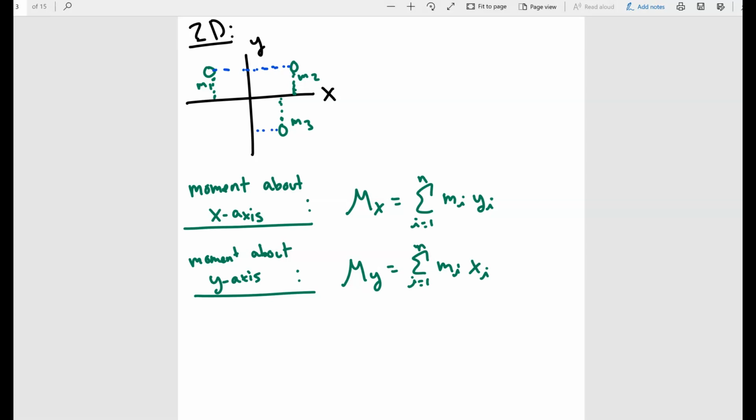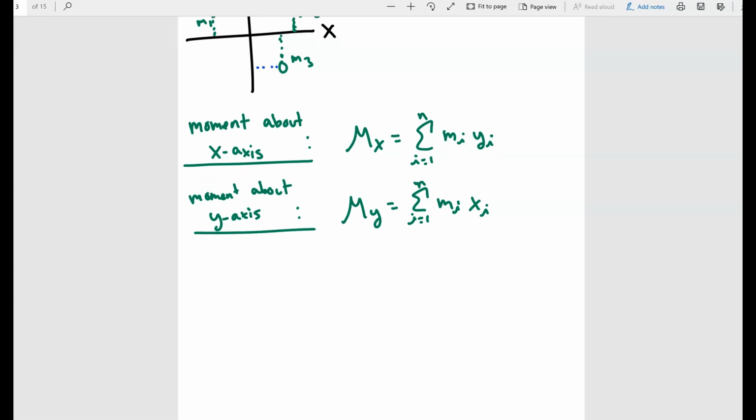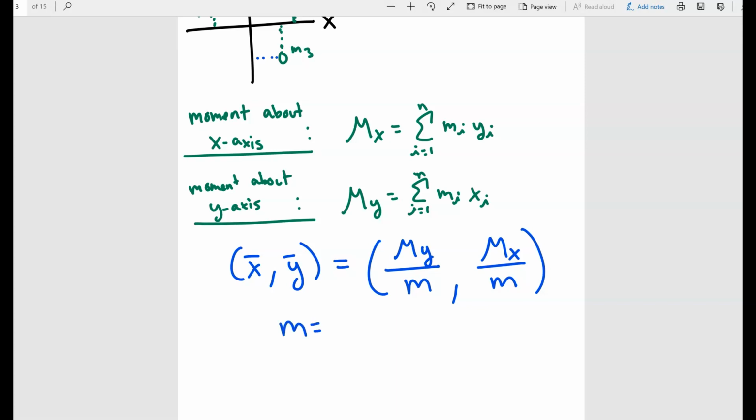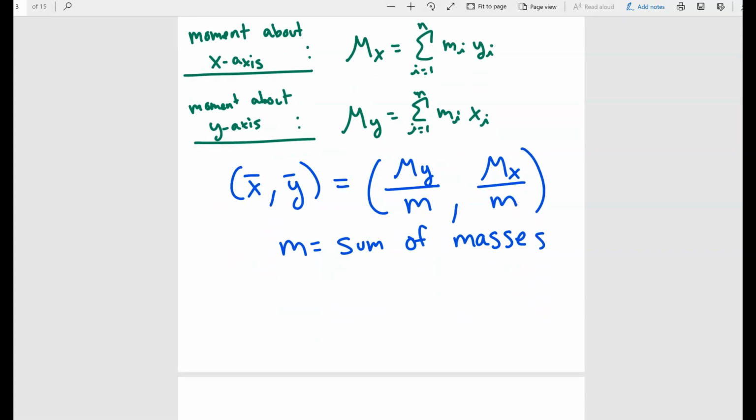Okay? So those are what we call the moments, and once we figure out what the moments are, then our center of mass will be x bar and also y bar, so you'll have two components. The way that you do that is you take the moment in the y direction, m_y, and divide it by the total m, the sum of the masses, and then y bar will just be m_x divided by m. Here m is just the sum of masses. Okay? Very tricky formula, especially because you have the m sub y and the m sub x, and they are complete opposites of each other.